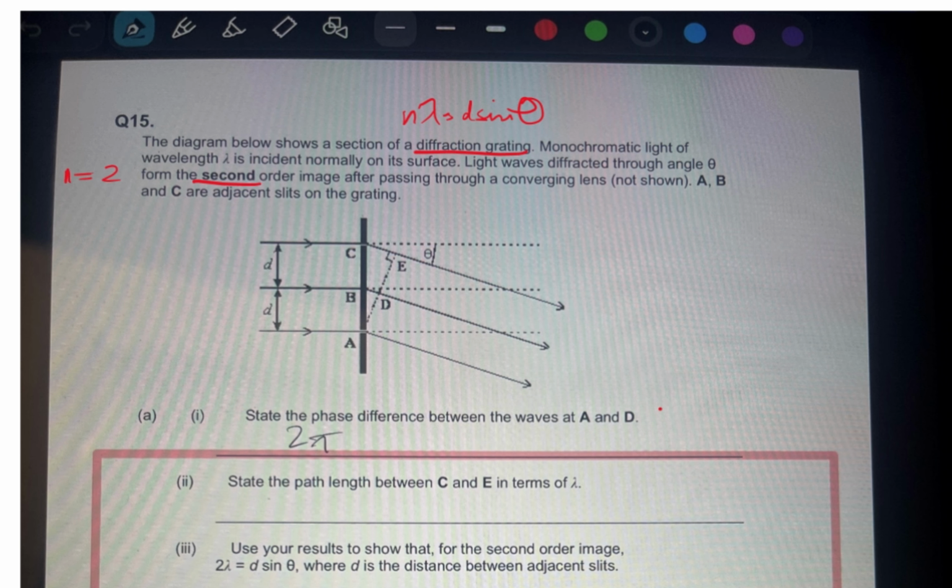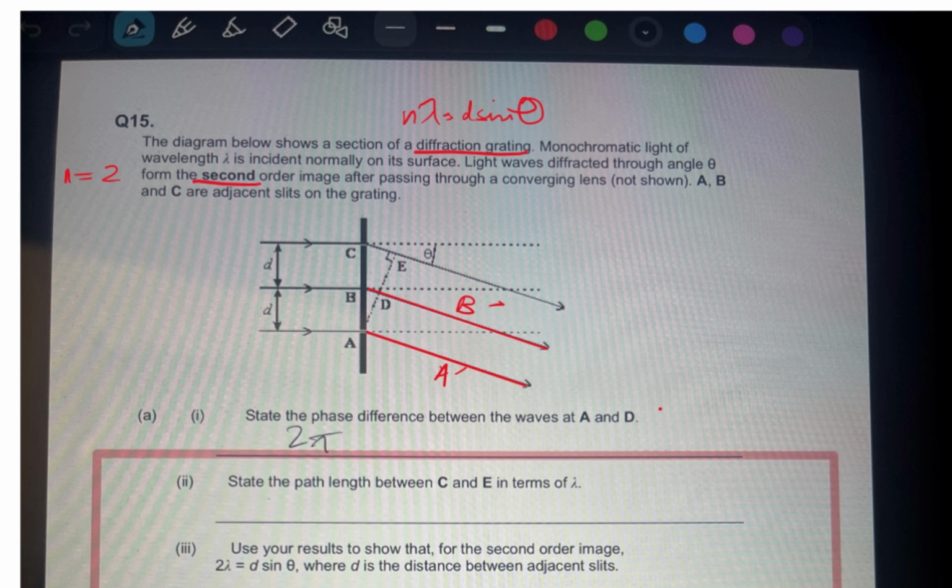The image is formed after passing through a converging lens, not shown. A, B and C are adjacent slits. State the phase difference between the waves at A and the waves at D. Right, so what do we know? Because they form an image, this distance here, let's call that A dash, and this distance here, let's call that B dash. Because they form an image, they must interfere constructively wherever the image is.